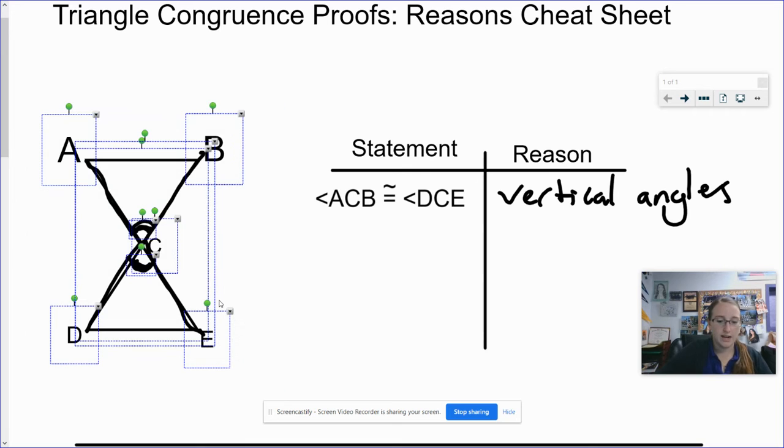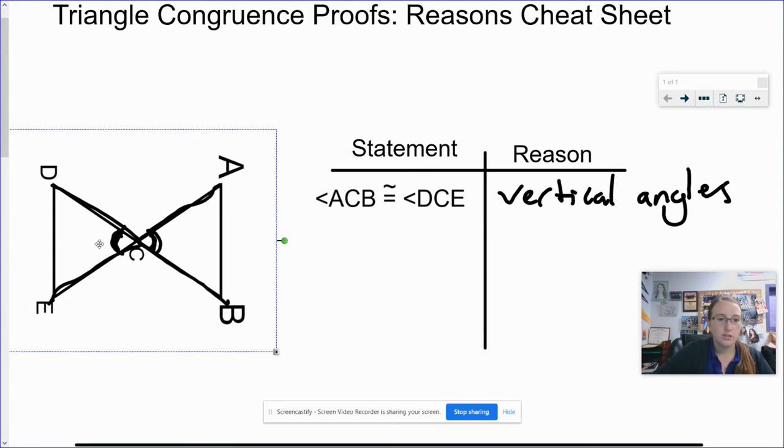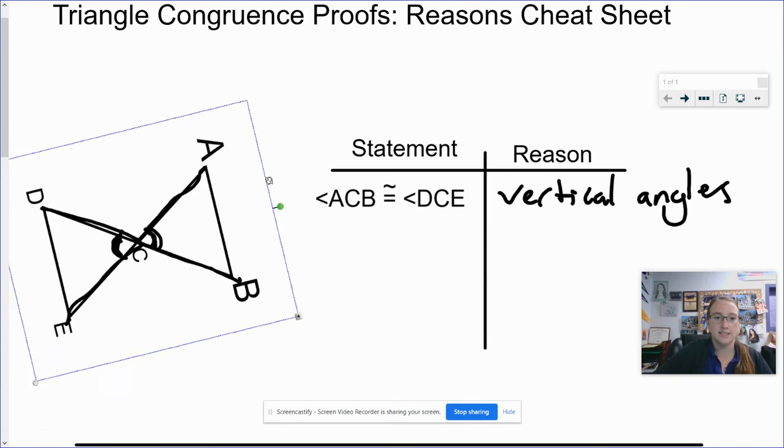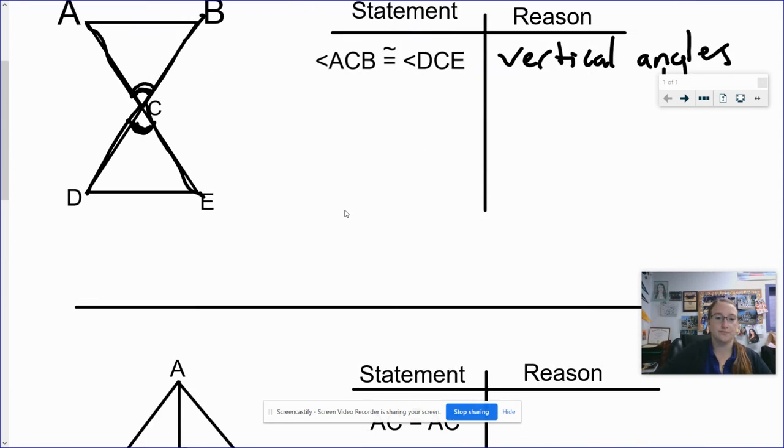Now, I just want to make sure you understand as well that this applies even if the picture is turned. These are also still vertical angles. It's the same thing. The picture just gets turned. So once more, if we see angles across from each other like that in these 2 triangles, we're allowed to say they're congruent because they are vertical angles.